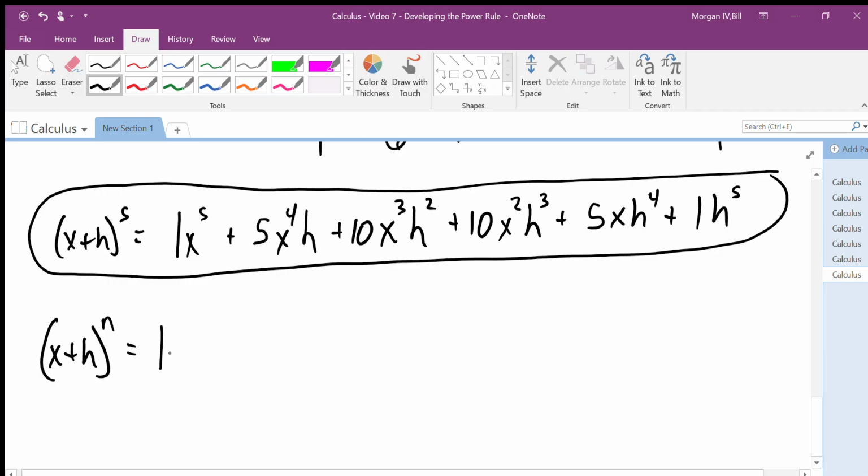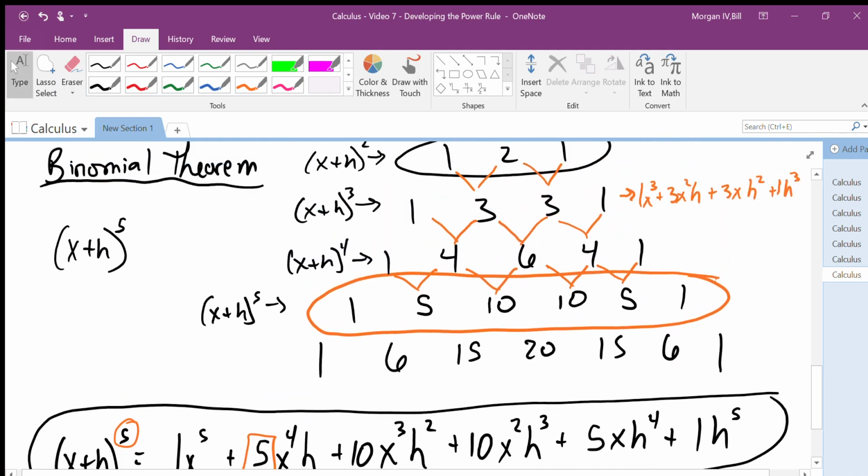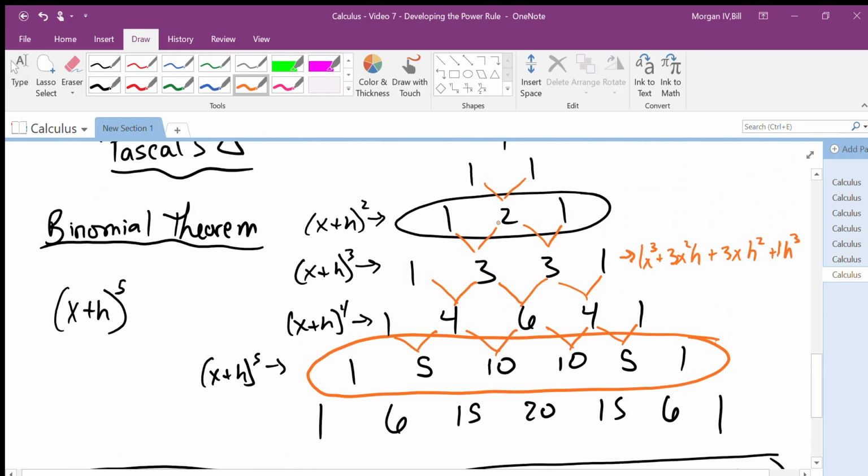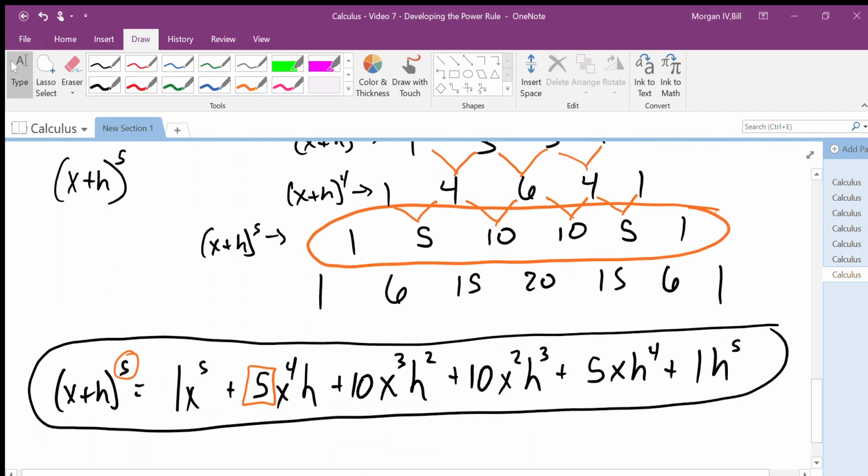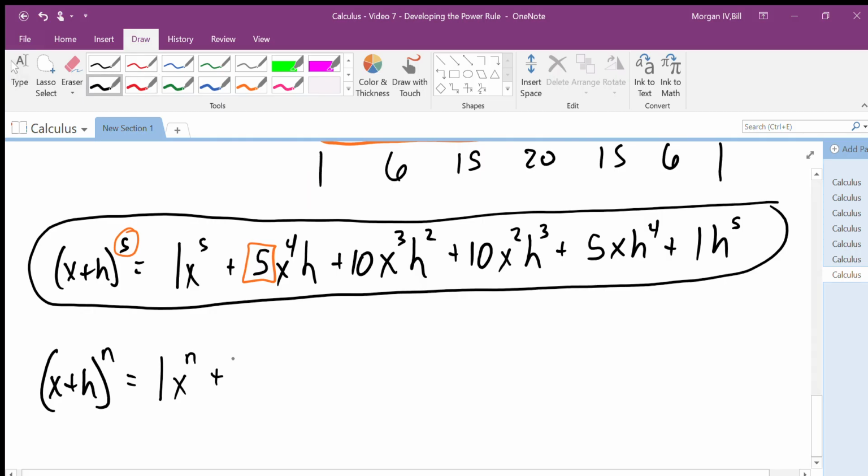It'll be 1, x to what power? X to the n. No h's. Plus, now what is the coefficient going to be? Once again, in the x plus h to the fifth, I had an exponent of 5. That became a coefficient 5 right there. That pattern is right there every time. You can see that the second term is 2, then it's 3, then it's 4, then 5, 6, 7, 8. That second term is whatever power was on the x plus h to that power. So we're going to have n, because that's the power, times x to the n minus 1 times h now to the first.